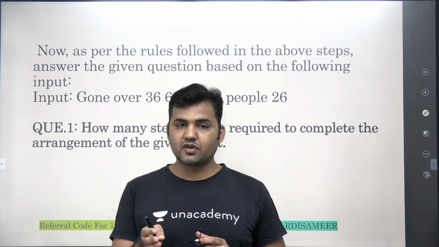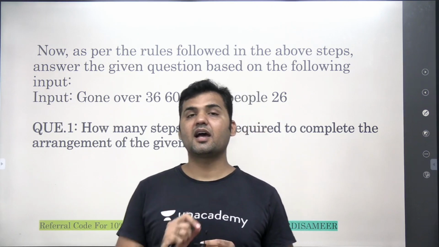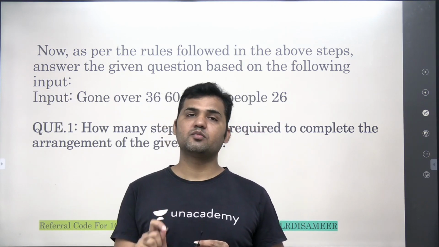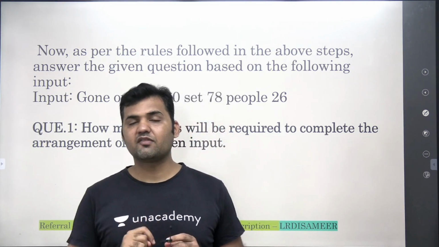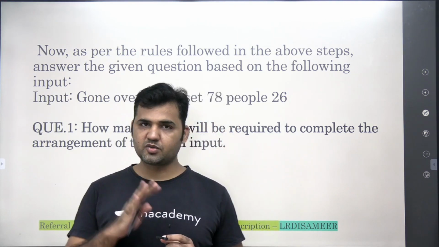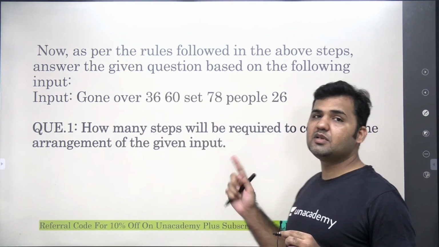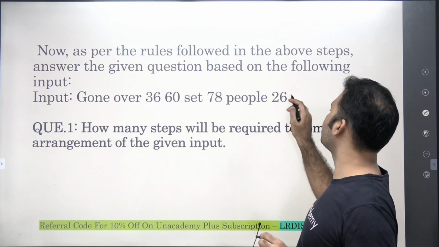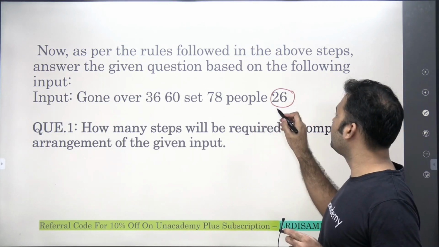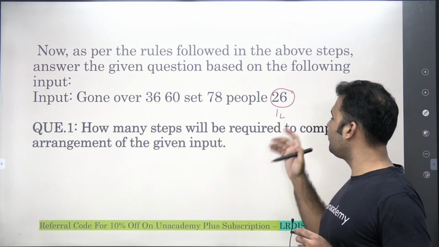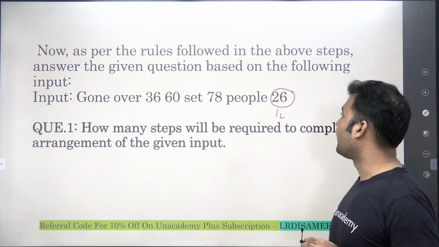The element which will be moving on the left hand side will be ranked as 1L, that means moving on the left, and the element which is moving on the right hand side will be ranked as 1R, that means moving on the right hand side. For example, here the smallest number will be moved on the left hand side. Which one is the smallest number? 26. So what rank will I give to 26? I will give it 1L. 1L means this element in the first step will move on the left hand side.